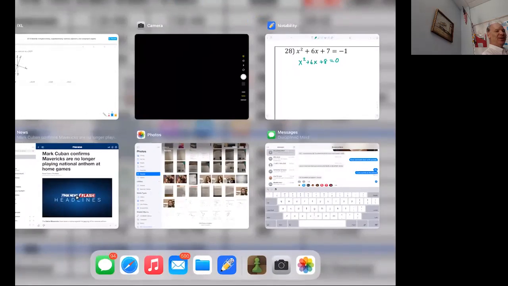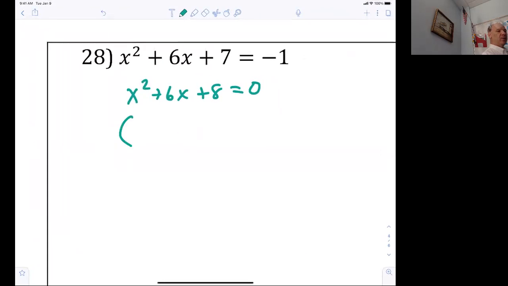Now what do we do? Here we go. We're factoring. Now, don't tell me x and x anymore. Just tell me what the answer is. You should be able to visualize it now. Both positive.